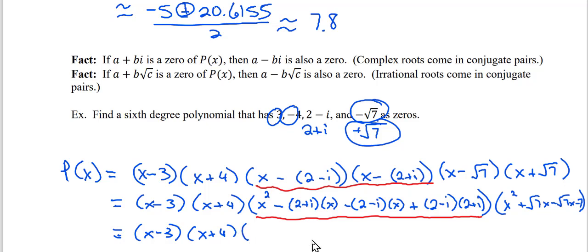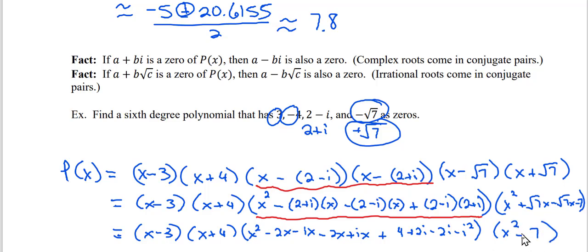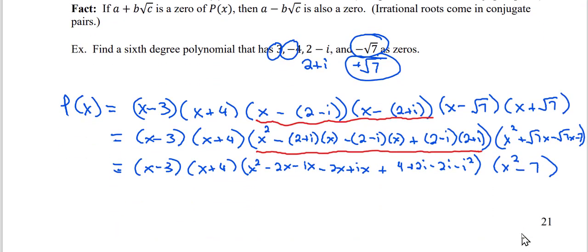I'm going to come back to that. Well, no, let's go ahead and clean it up. x squared. I think what has to happen here is we have to distribute this. So we get minus 2x minus ix minus 2x plus ix. And then here we have to multiply those. We get 4 plus 2i minus 2i, which is going to go away, and then minus i squared. Fortunately, this last one simplifies pretty nicely to x squared minus 7.